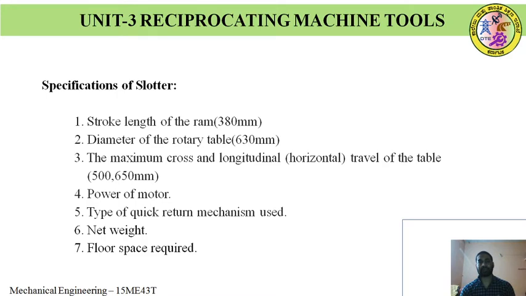In a shaper, the tool is mounted on the clapper box, whereas in the slotter, there is no need of putting the cutting tool in the clapper block. The quick return motion mechanism is used in both the slotter and shaper. The slotter is intended to work on larger workpieces compared to the shaper.